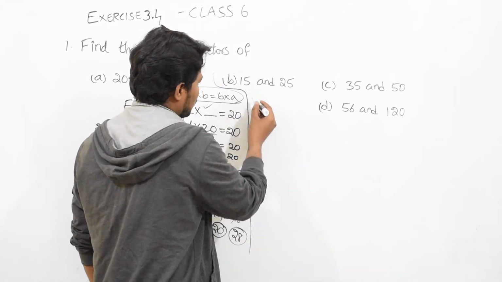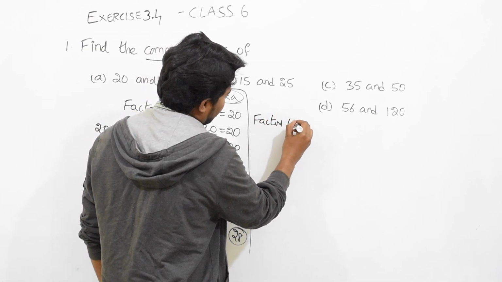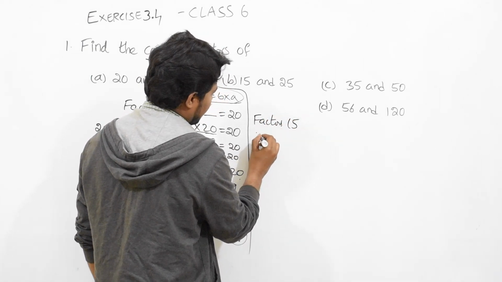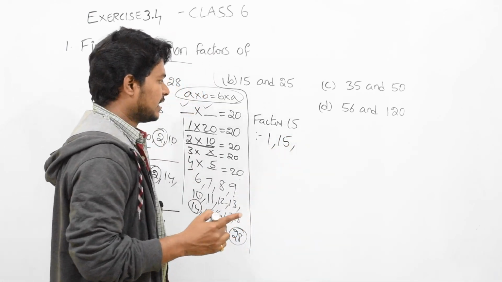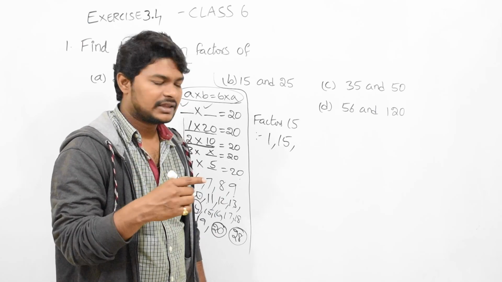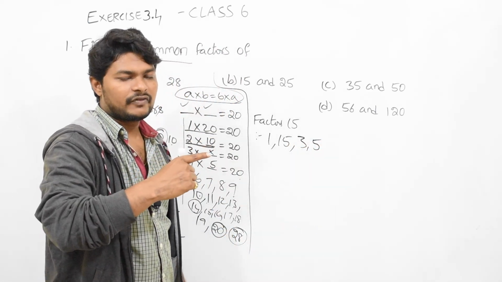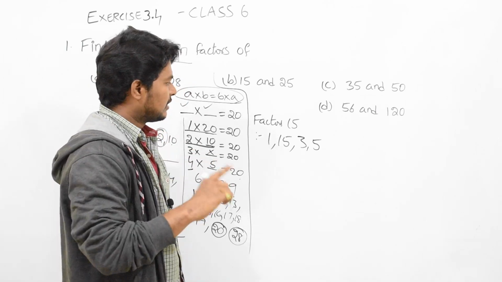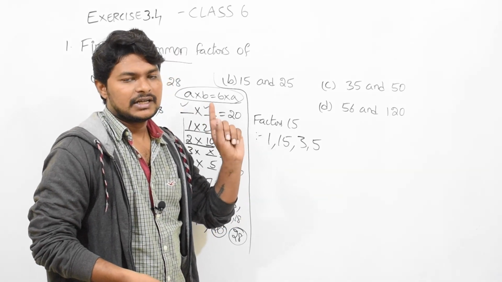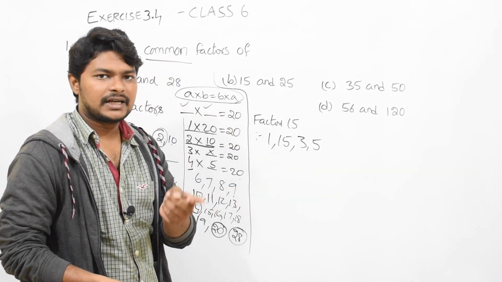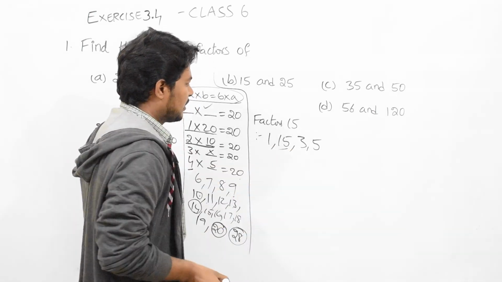So the factors for 15. Factors for 15, how much? 1 into 15 is equal to 15. Then the 2 table, it will not come. 3 into 5 is equal to 15. So 3 should be a factor and 5 also should be a factor. Then 4 table, 15 will not come. 5 table already came. So 6, 7, 8, 9, 10, 11, 12, 13, 14, 15. 15 I have already written.